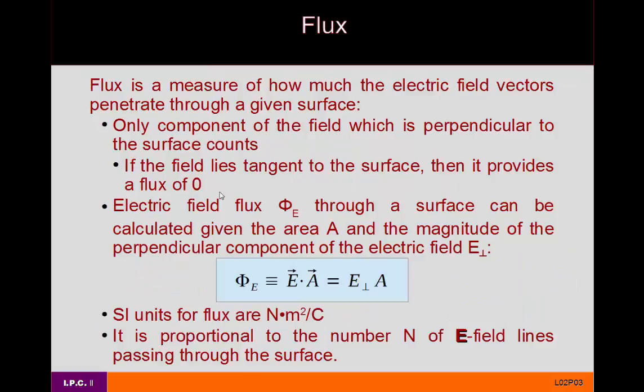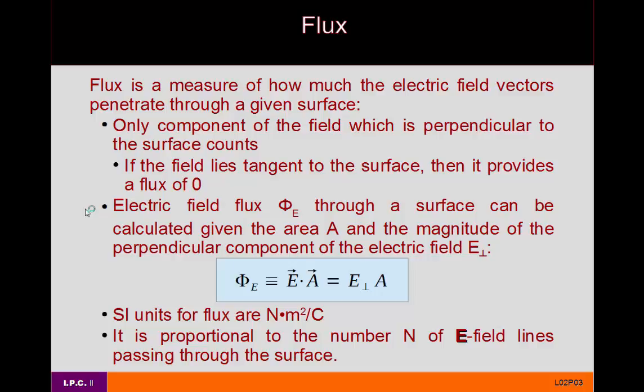Well, in order to calculate the electric field strength at a location in space, we have to understand a new concept called flux. So what's flux? Flux is a measure of how much a field in general passes through or penetrates through a given surface. Since we're talking about electric field lines, the electric field flux, which I may revert to just calling flux in this video, is basically how much the electric field vectors pass through or penetrate through a given surface. The only part of the field that actually counts is the part that is perpendicular to the surface itself.